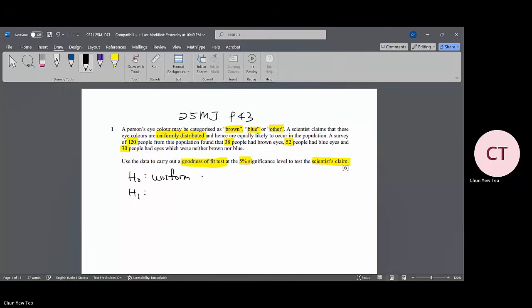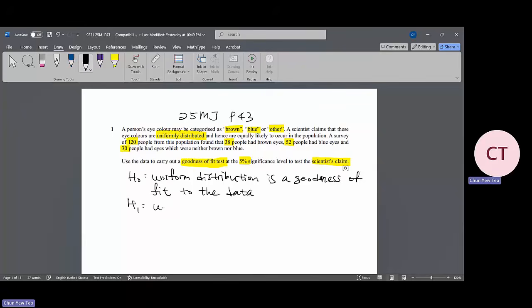The uniform distribution is a good fit to the data. Okay, the sentence is too long. A good fit to the data. Okay, so this is your null hypothesis, and your alternative hypothesis will be the opposite of it.